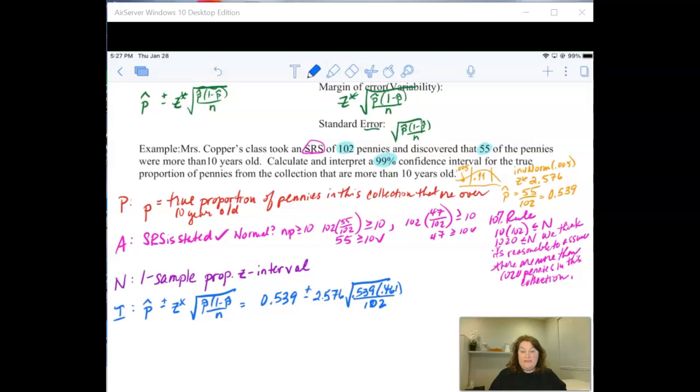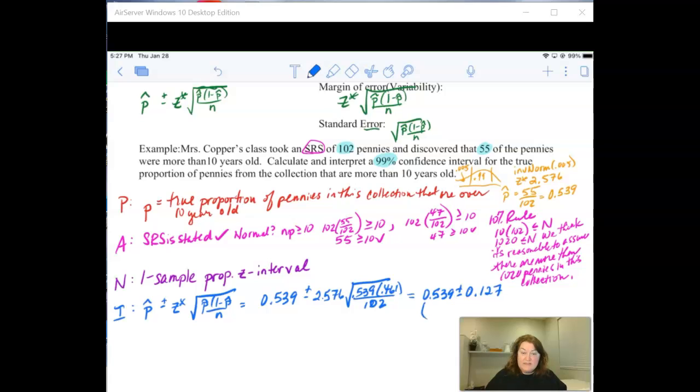Okay. All right, and then after this, I'm going to find the point estimate. I'm going to figure out what that number is after the plus minus sign. So in my calculator, I go 2.576 times the square root of parentheses for the top, 0.539 times 0.461 divided by 102. And I am getting 0.539 plus or minus 0.127. Okay, and then I can turn that into an actual interval.